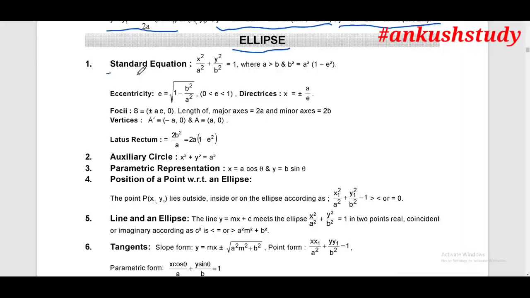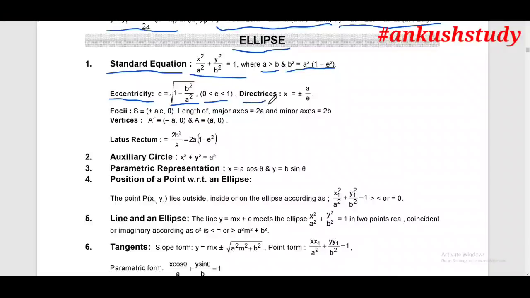The first one is the standard equation, x square upon a square plus y square upon b square is equal to 1, where a is greater than b and b square is equal to a square into 1 minus e square. Okay, and e here represents eccentricity. So eccentricity is equal to under root 1 minus b square upon a square, where 0 is less than e less than 1.